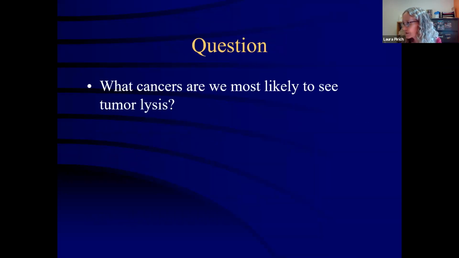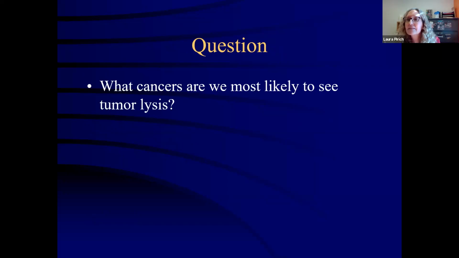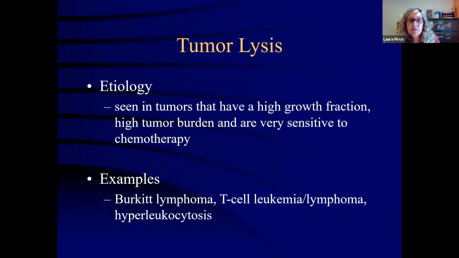So first question: what cancers are we most likely to see tumor lysis in? And people can unmute and shout out. Burkitt's, lymphoma, and leukemia. Yes, yes. And those are the main ones that we see it in pediatrics. The reason we see it in those particular tumors is that we see tumor lysis in tumors that have a high growth fraction, so things that are growing fast. Burkitt's lymphoma grows very, very fast. The doubling time is the fastest doubling time of all the cancers that we see.